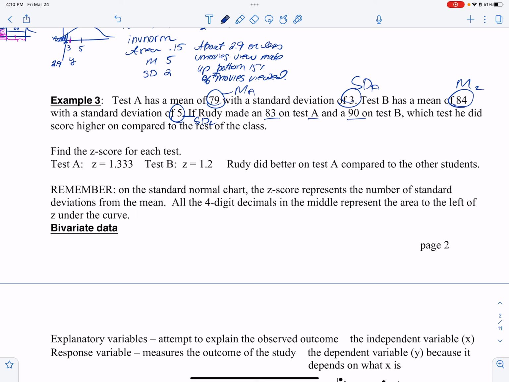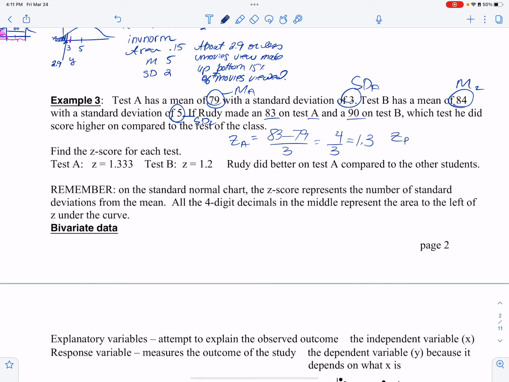So what we're going to do is find our z-score. The z-score for A is observed. So my observed value that he got was 79 minus the mean of test A, which was an 83, divided by the standard deviation of 3. So 79 minus 83 is negative 4 over 3. Oh, wait a second. I completely got that opposite, because he made 83 minus 79. So it'll be positive 4 over 3, which is 1.3.